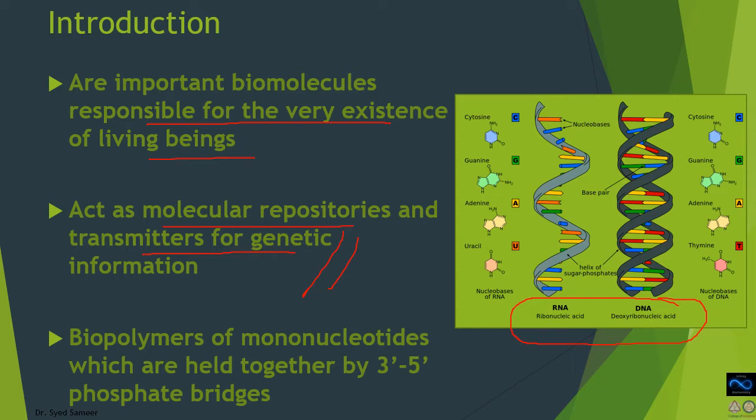What they actually are, are biopolymers of a repeating unit, the mononucleotide, which is repeated over and over again, resulting in the formation of a long chain, which is called a biopolymer. These mononucleotides are bound to each other by 3' 5' bridges, which are made of phosphate.